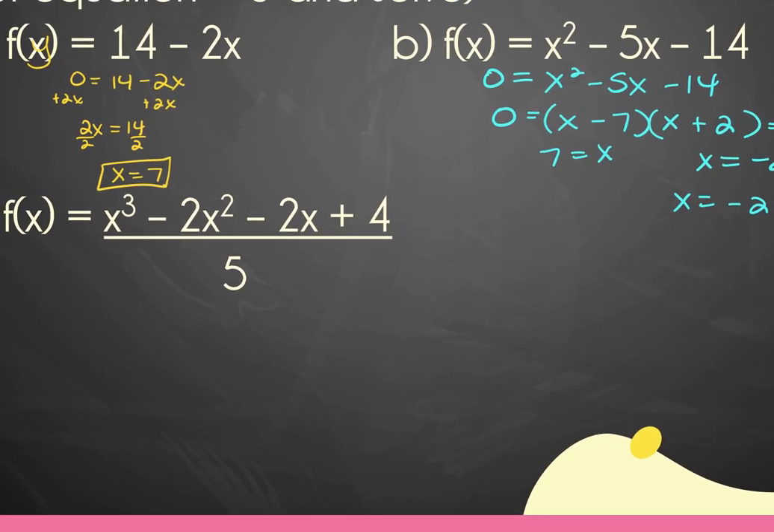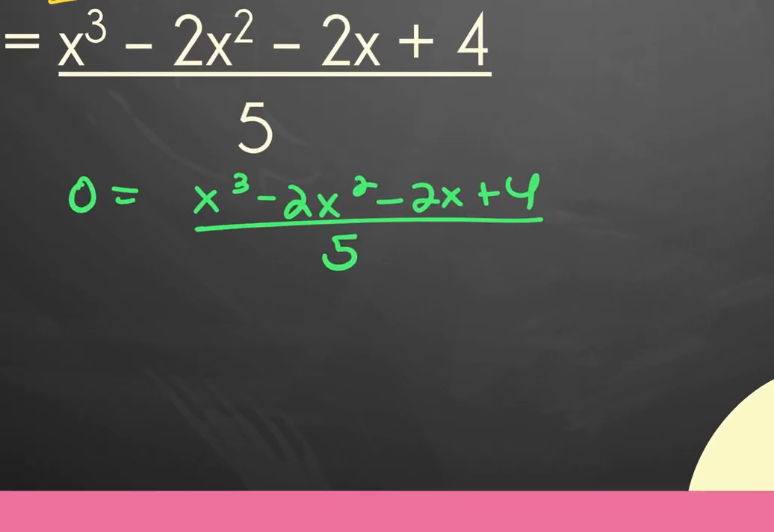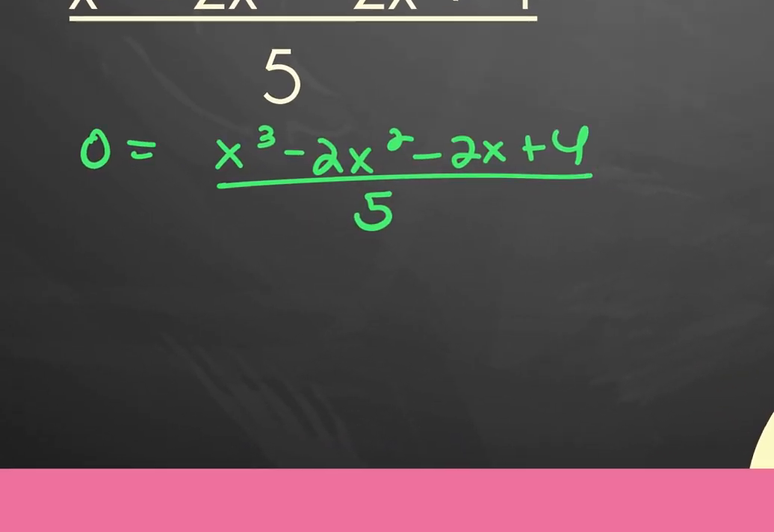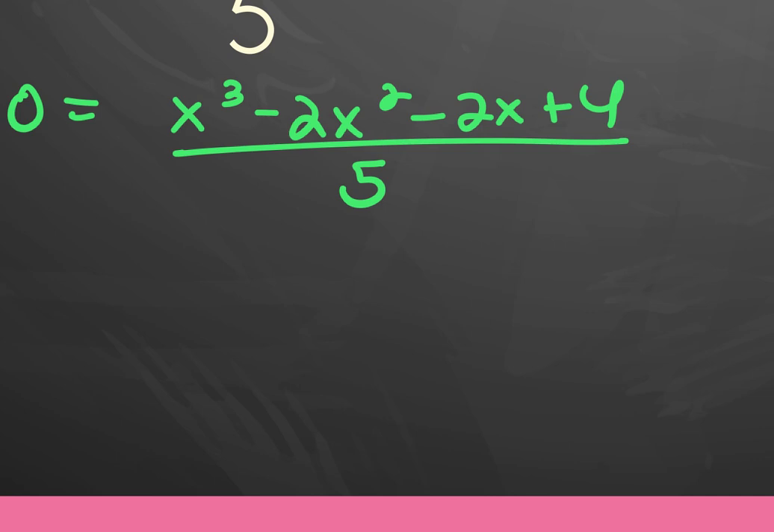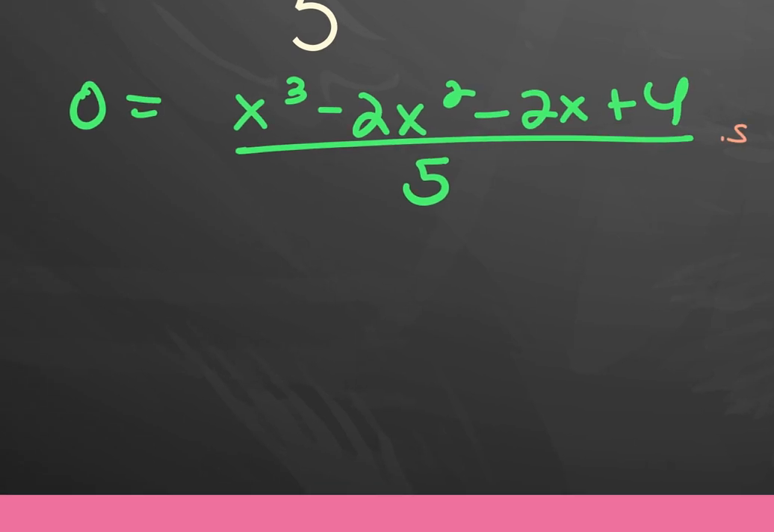And C, again, start the same way, replace f of x with 0. And how would I start to solve this one? Multiply what? Good. Multiply the 5 on both sides. So I get 0 equals x to the third minus 2x squared minus 2x plus 4.